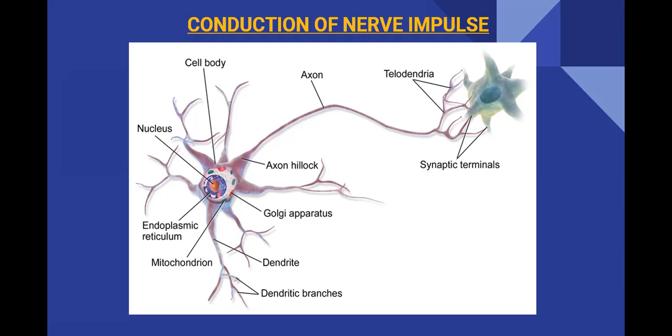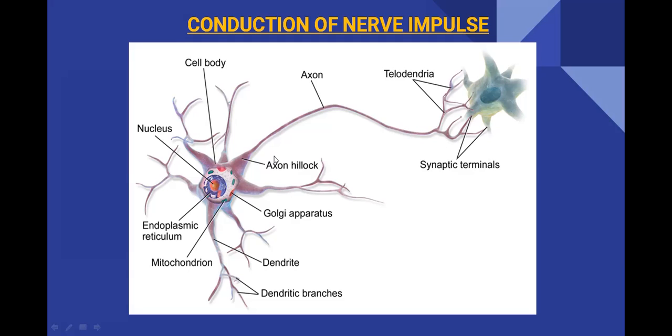So, how is this generated action potential conducted, transmitted or sent to the neighboring neurons? How is this generated nerve impulse or action potential propagated through this neuron to the neighboring neurons? So let us know about this in today's class.